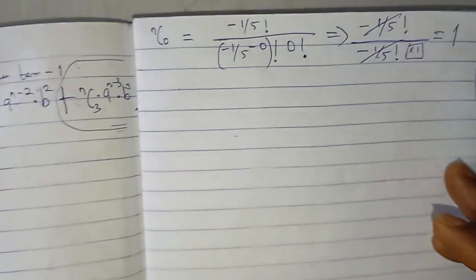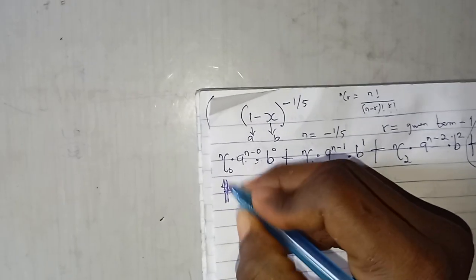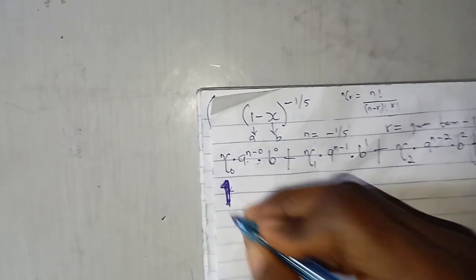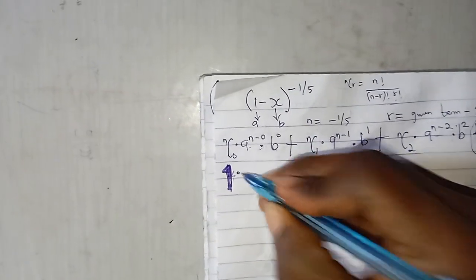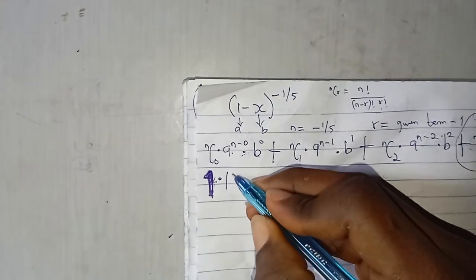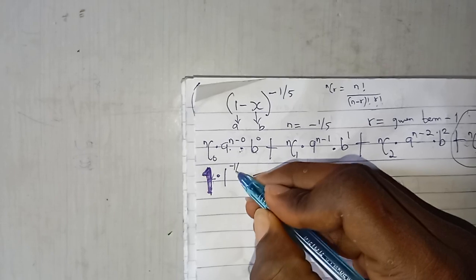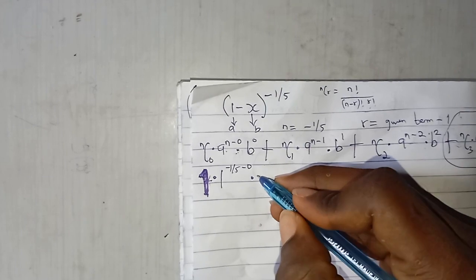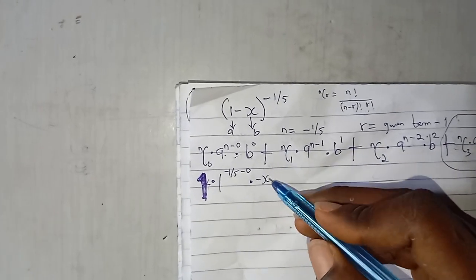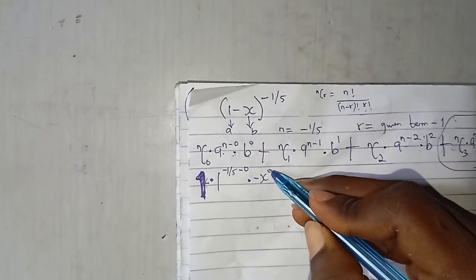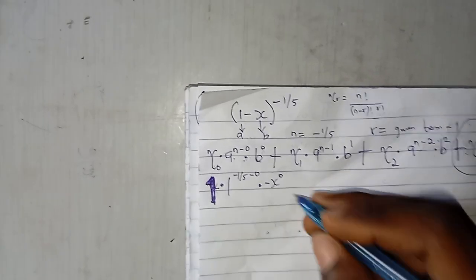So I've gotten 1. Let me come and put it. I just got 1. Dot, a here is 1, and this is raised to power minus 1 over 5 minus 0. Then dot, b here is minus x, and it is raised to power 0. Remember, this is where we are looking at.